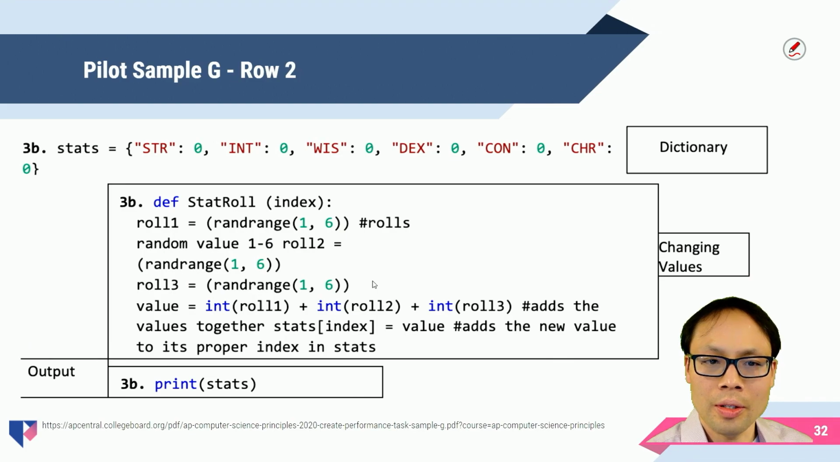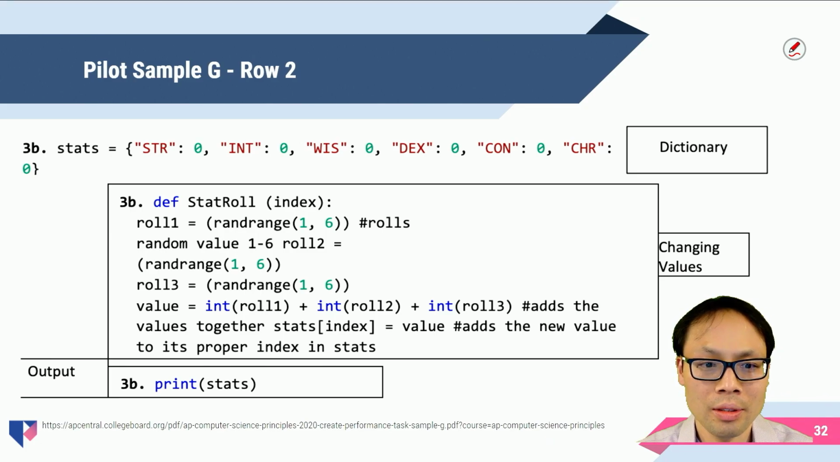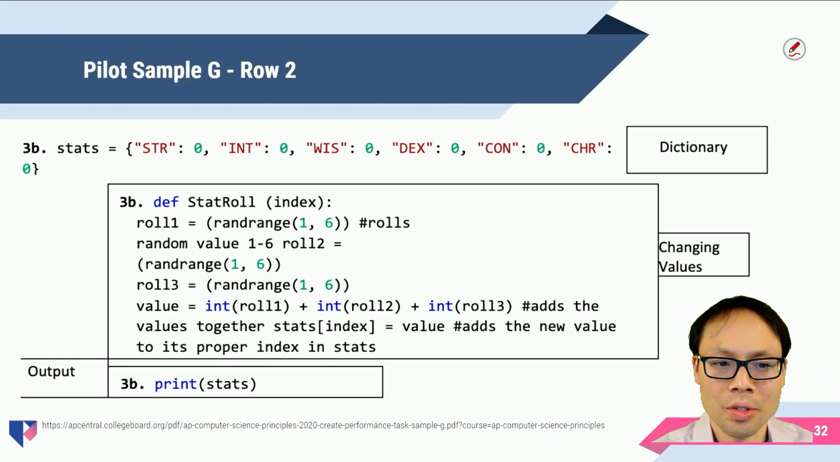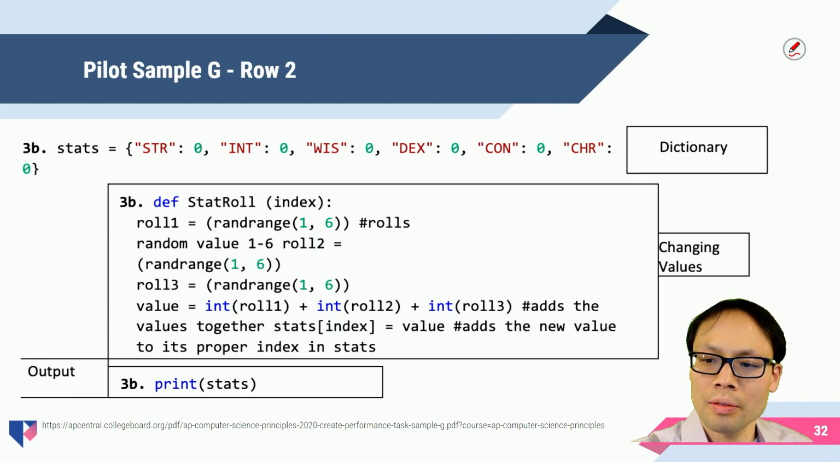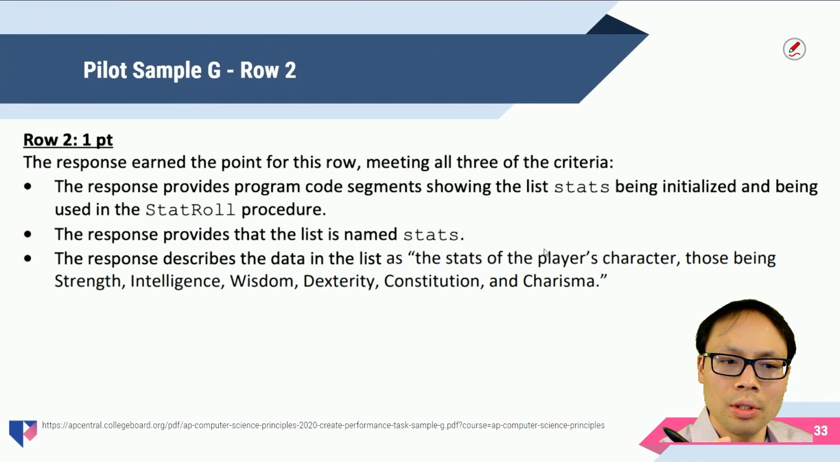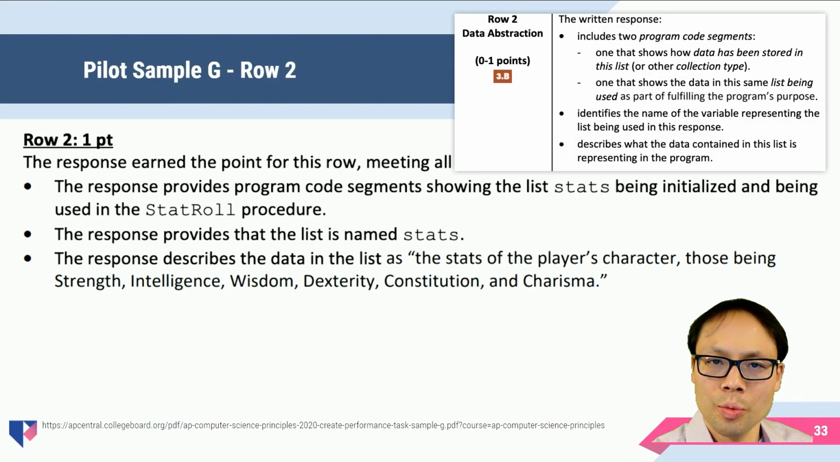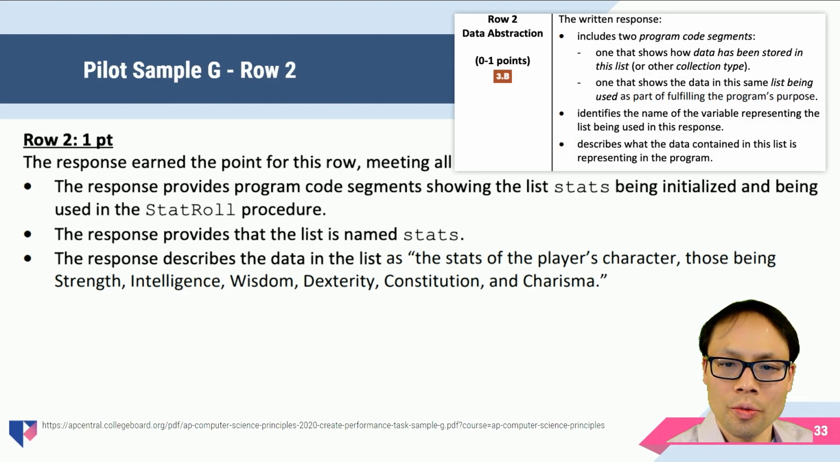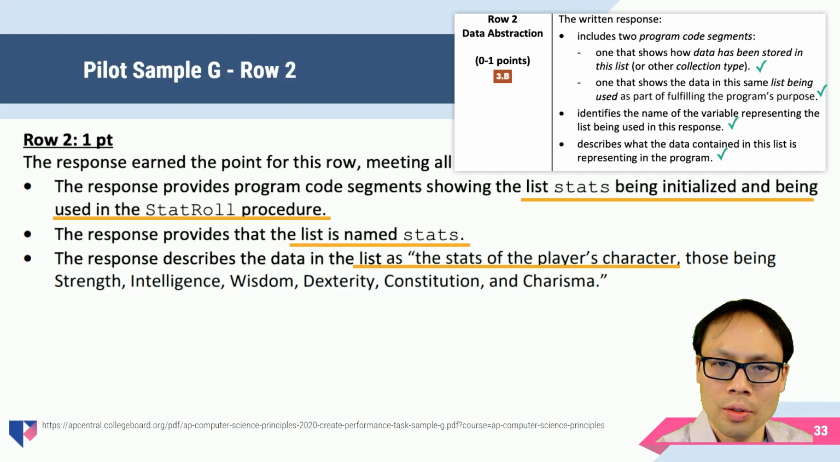All right, so going on to row 2 here. So row 2 here, as you can see, the student has a dictionary. They've got a function called start roll, which looks like it's kind of like rolling dice, printing out some stats here. So the student kind of added these annotations here of changing values to kind of document their code a little bit. In row 2, College Board, when they graded this, the response earned the point for the row, meeting all of the criteria. So that code segment was good from the College Board side here.